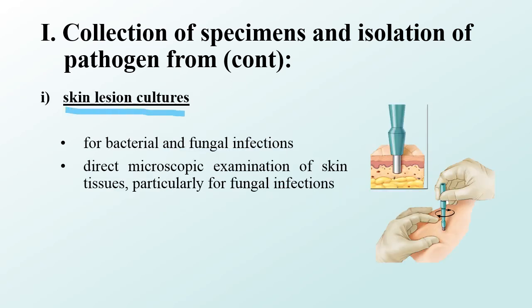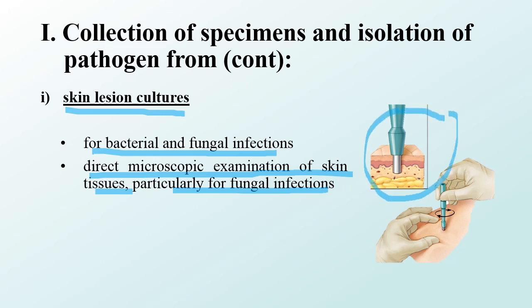Okay, next is skin lesion cultures. Skin lesion cultures are usually performed to detect bacterial and fungal infections. One of the ways to identify them is via direct microscopic examination of the skin, and this is very useful for fungal infections. And recently, we also have skin biopsy, where a portion of the skin is removed and then cultured in particular media. And then we do the identification.